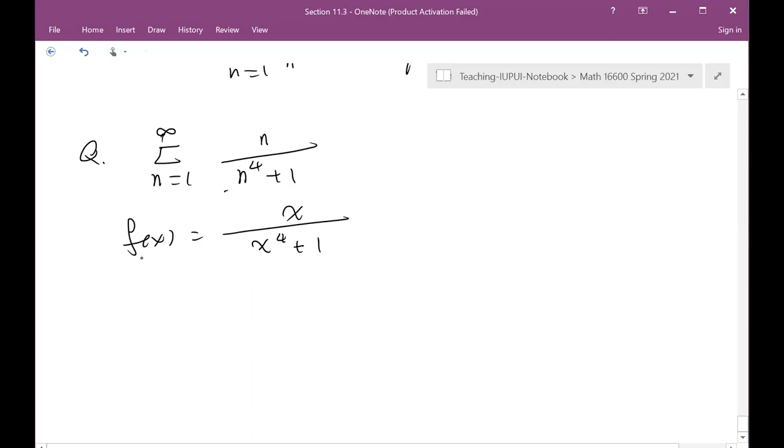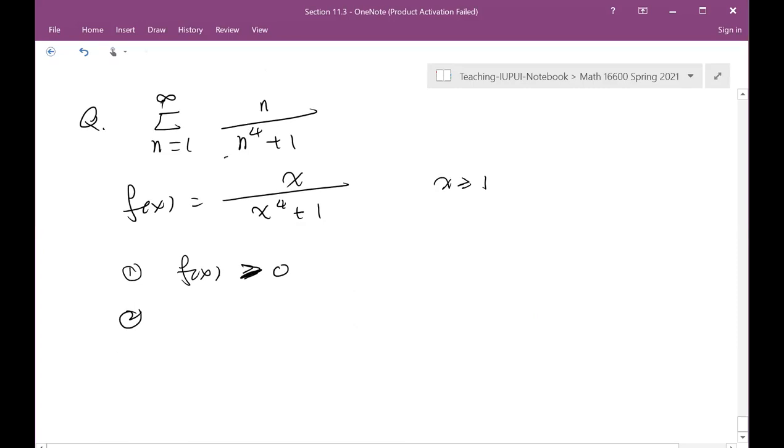All right, so this is f of x equals x over x to the fourth plus 1. First of all, this is positive for x greater than or equal to 1, right? This is a positive function. Second, I have to verify this is decreasing. I'm not sure it's decreasing over the whole interval from 1 to infinity, maybe only from some large number. So I have to differentiate this function.